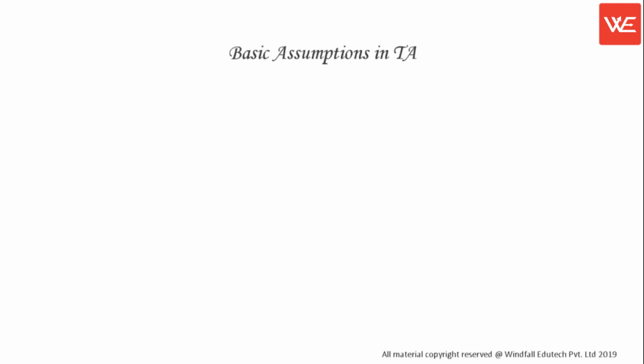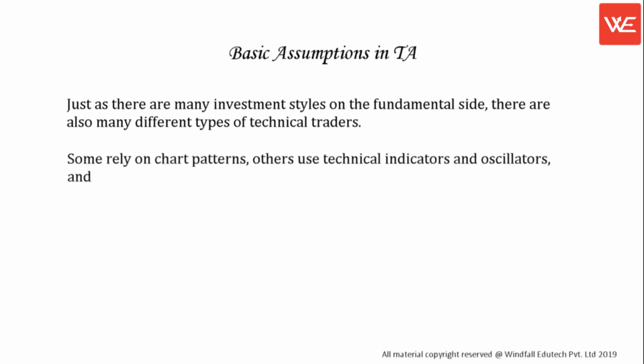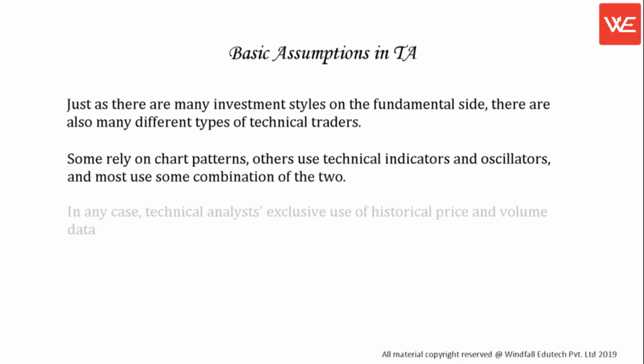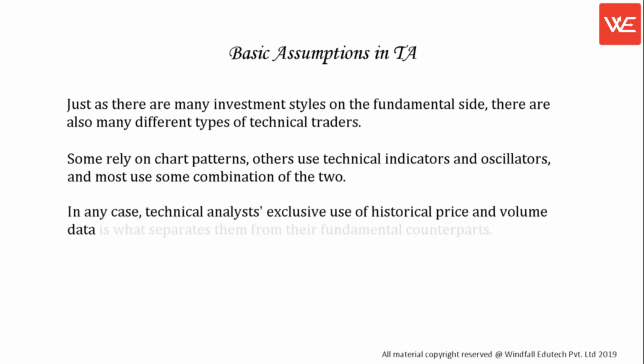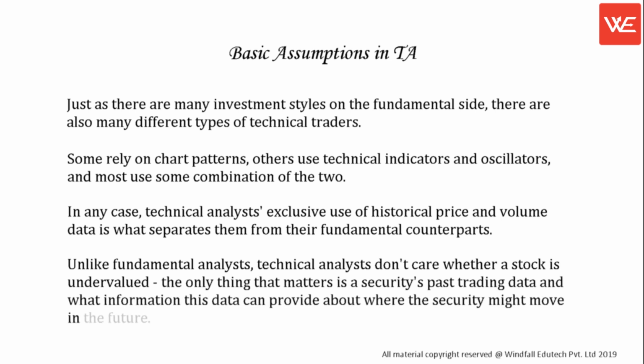Basic assumptions in TA. Just as there are many investment styles on the fundamental side, there are also many different types of technical traders. Some rely on chart patterns, others use technical indicators and oscillators, and most use some combination of the two. In any case, technical analysts' exclusive use of historical price and volume data is what separates them from their fundamental counterparts. Unlike fundamental analysts, technical analysts don't care whether a stock is undervalued.